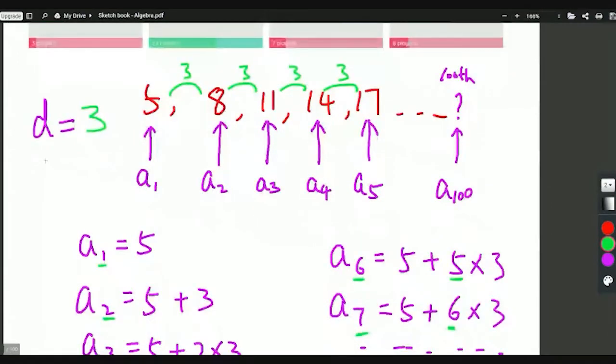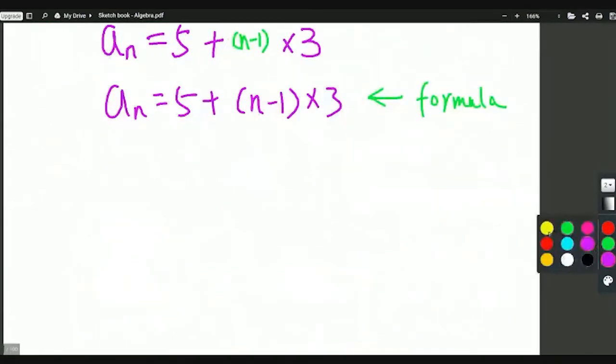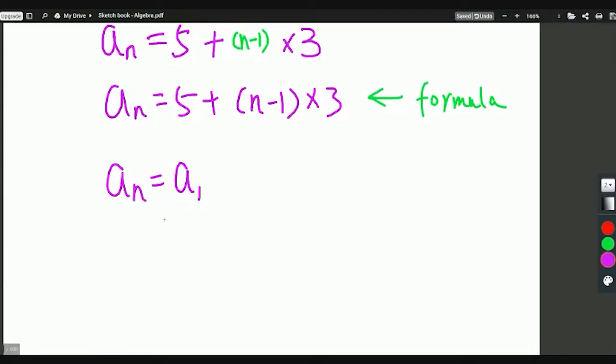So if I say a_n, that 5, I'm saying this is the first term.